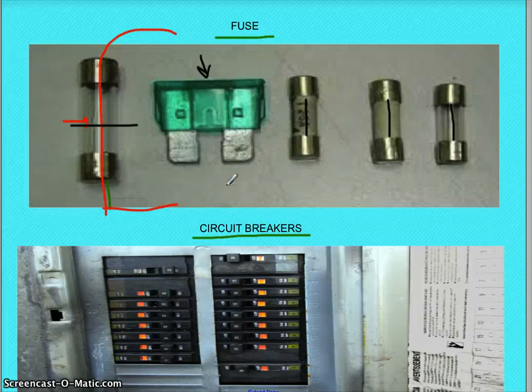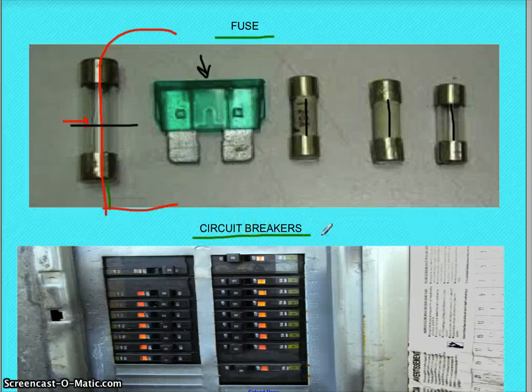So fuses, I'll go back to my script. Fuses are meant to blow out at designated levels. Like, for example, 20 amps or 30 amps or whatever the manufacturer deems as a good designated level. So if the fuse blows, you have an overload or a short circuit.